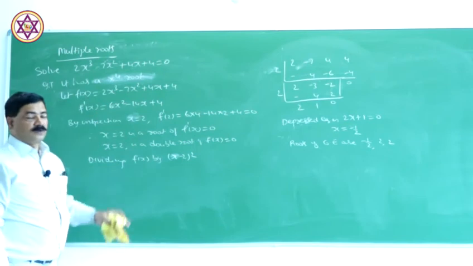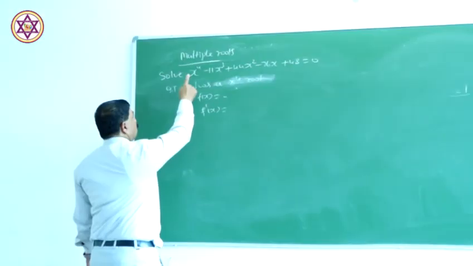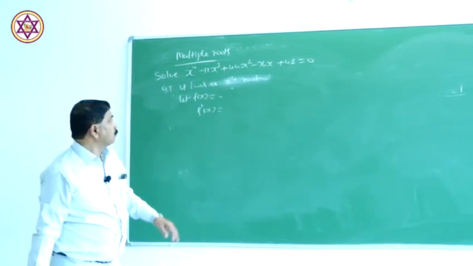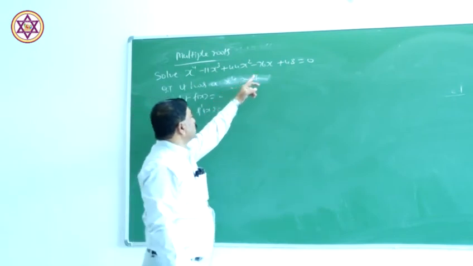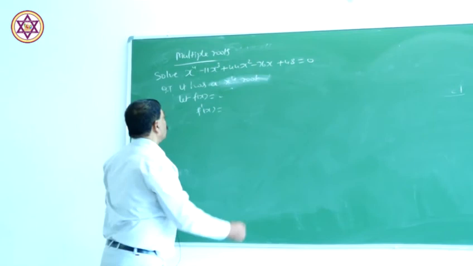This one is a cubic equation. Therefore, there are 3 roots. That is all. Solve x to the power 4 - 11x cube + 44x square - 76x + 48 = 0, given that it has a multiple root.